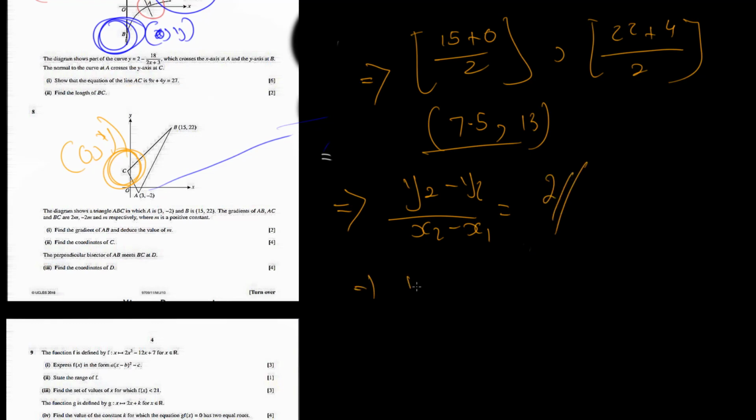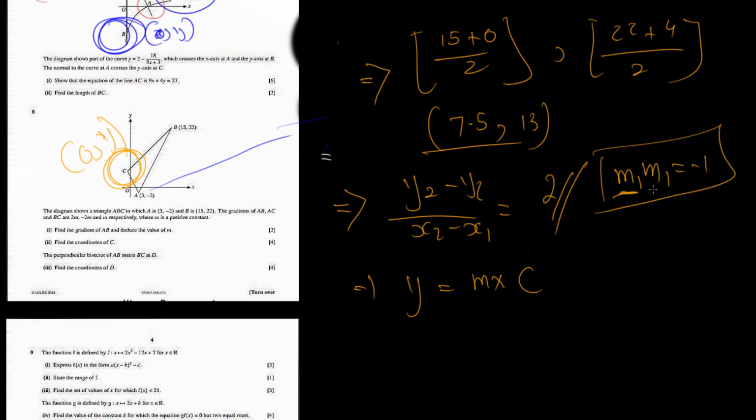So I can use my formula y is equal to mx plus c. Now I know that if I multiply the gradients of a line and its perpendicular line, I'll get minus 1. So if 2 is the gradient of the line B to C, then the gradient of the perpendicular of that line will be minus 1 divided by 2, which is minus 1 by 2. So therefore y is equal to minus 1 by 2 x plus c.